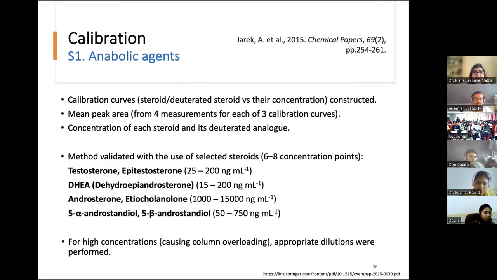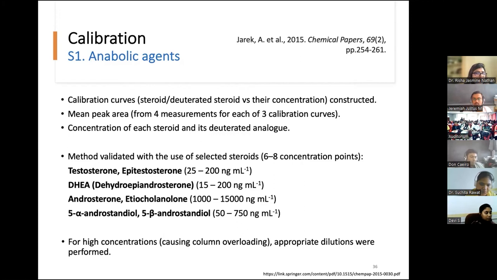Okay. Now, calibration curves were constructed. The mean peak area for 4 measurements for each of 3 calibration curves are run. So you have to understand, before the actual sample is run, a proper calibration or the method is validated with utmost precision. The reason being, the athlete can always challenge the methodology used, or his defense lawyer can always come up with reasons saying, oh, this is not the correct concentration or whatever, because the instrument was not running properly or the method was not validated properly. So this is one of the most important steps in reporting an adverse analytical finding.